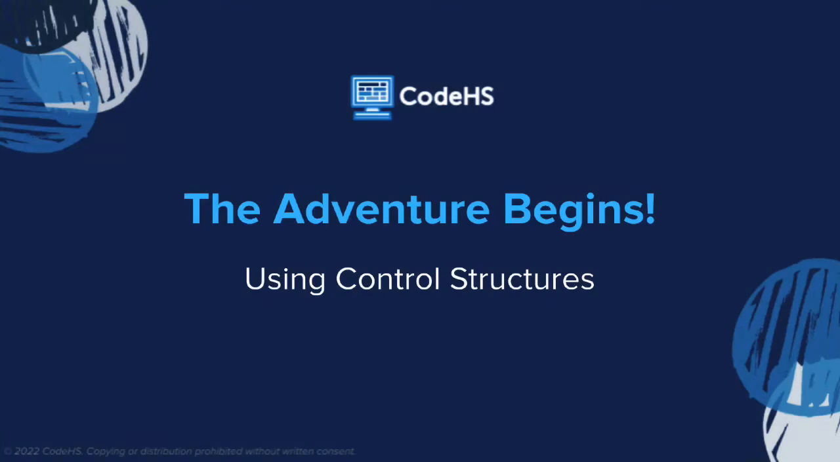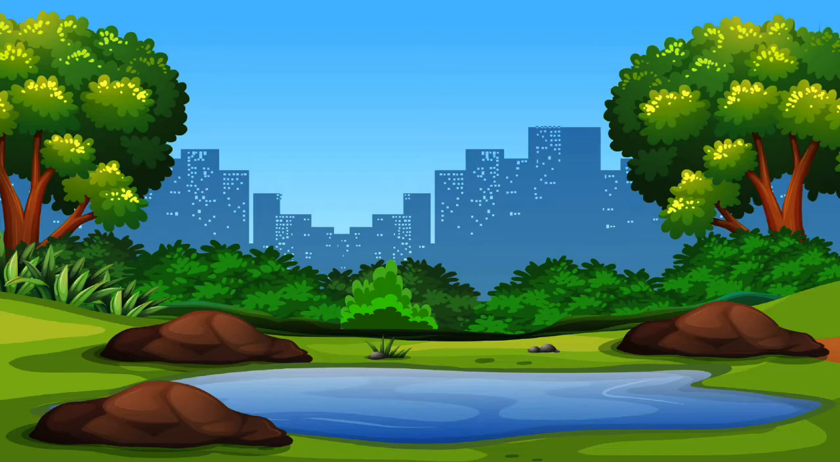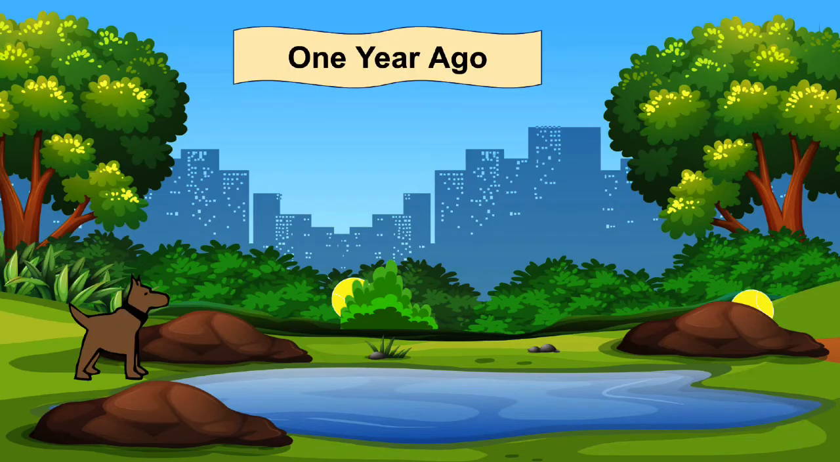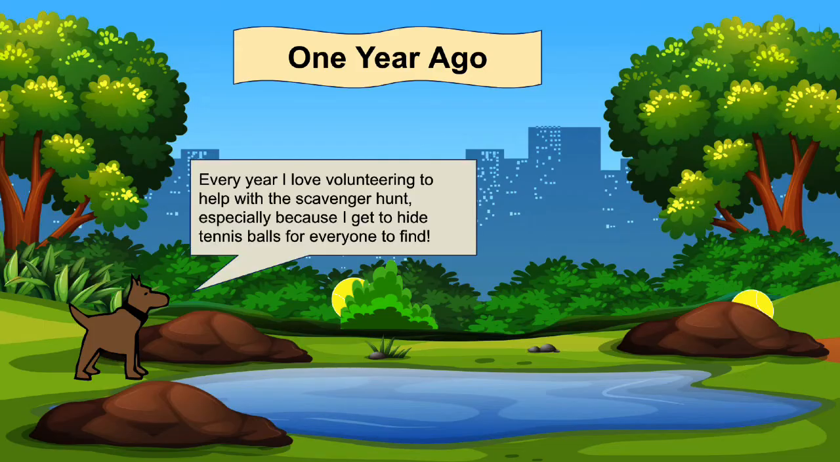The adventure begins, using control structures. Every year, the city holds a scavenger hunt at the local park. Last year was a big success as hundreds of kids came out and found tennis balls that Karel hid.